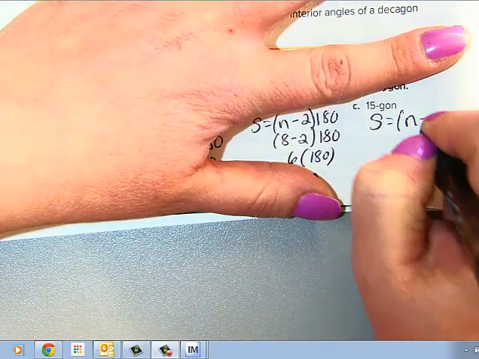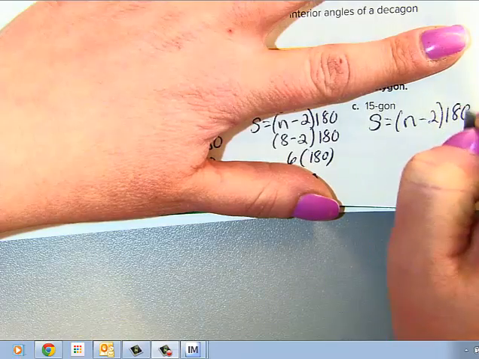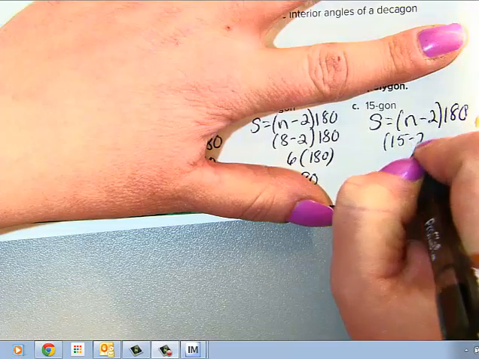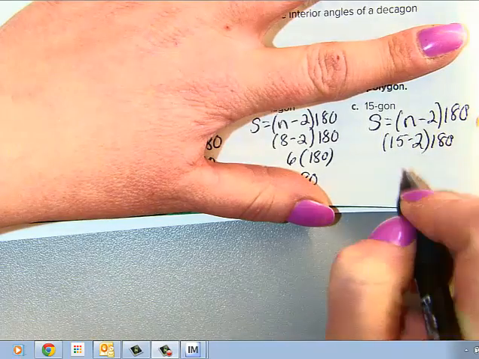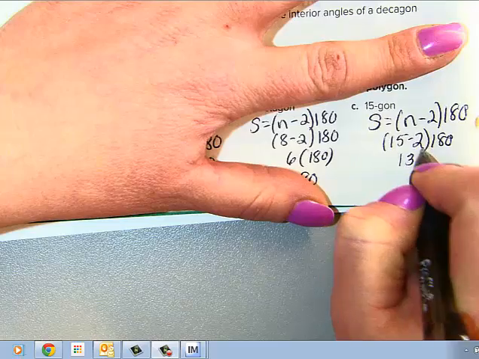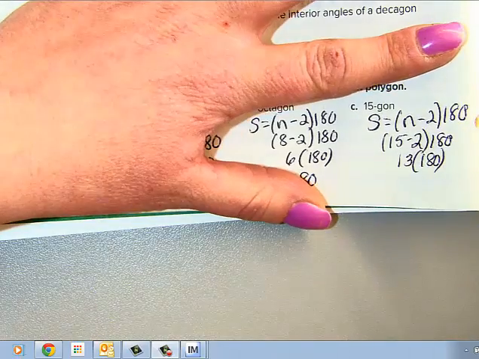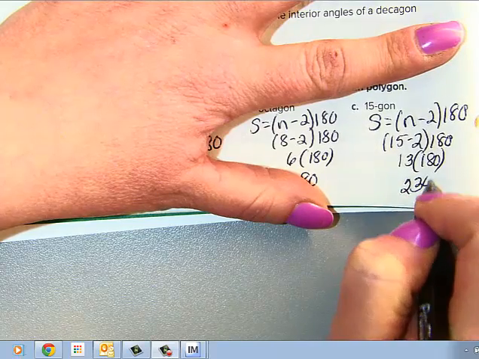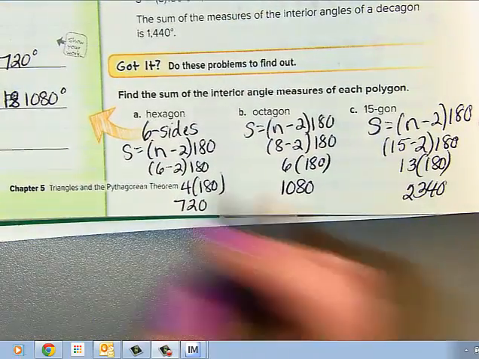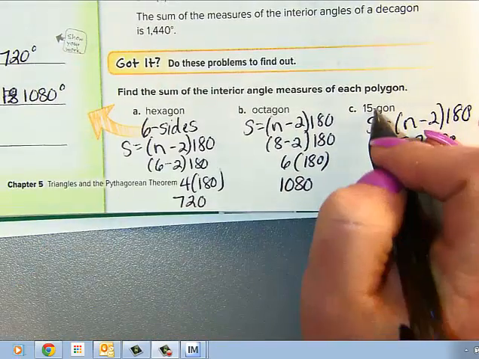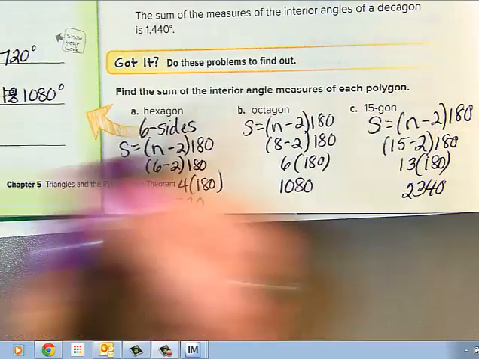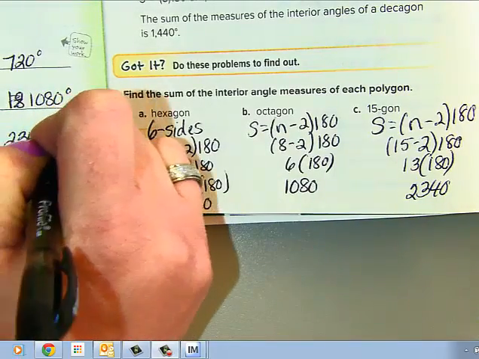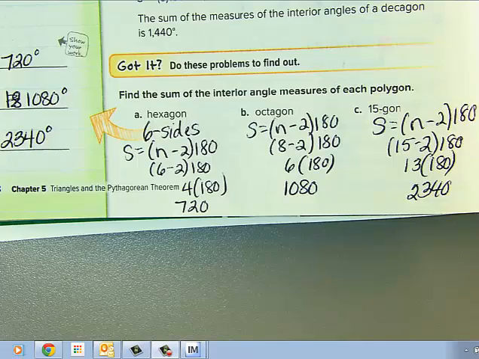So we have the number of sides minus 2 times 180. The number of sides is 15. So we have 15 minus 2 times 180. 15 minus 2 is 13. And 13 times 180 is 2,340. So a 15-gon is 2,340 degrees on the inside.